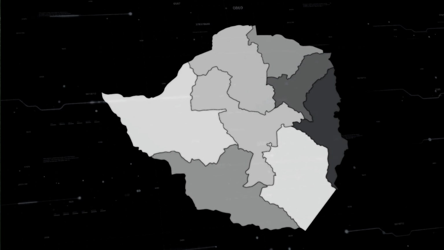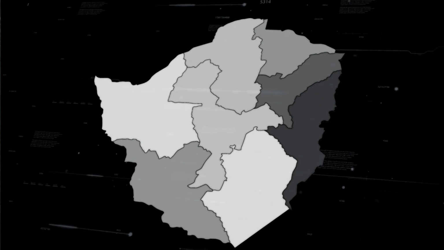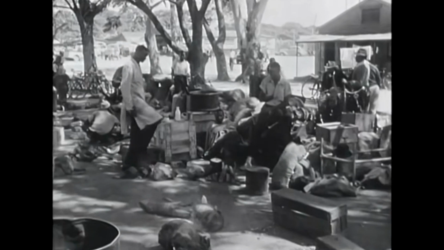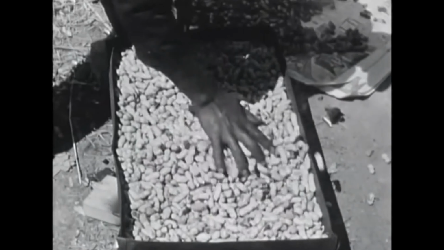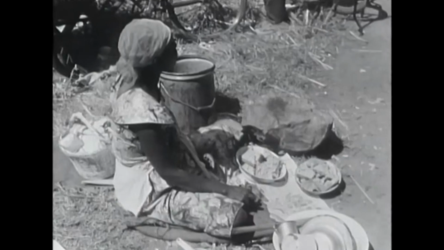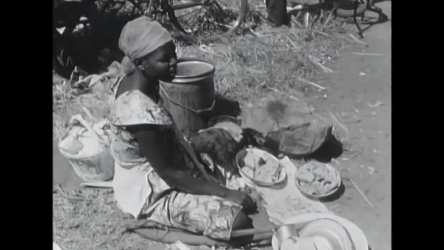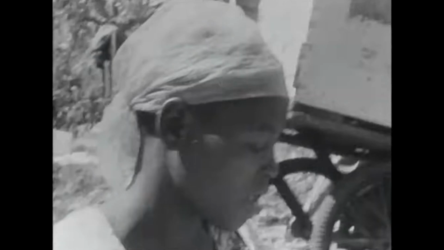The Land Apportionment Act also led to separate purchase lands for Africans and Europeans, and the establishment of what was called native purchase areas. These native purchase areas, however, represented a small portion of land in Southern Rhodesia, which meant that without agricultural land to produce cash crops, Africans would be forced to go into low-paid wage labor.